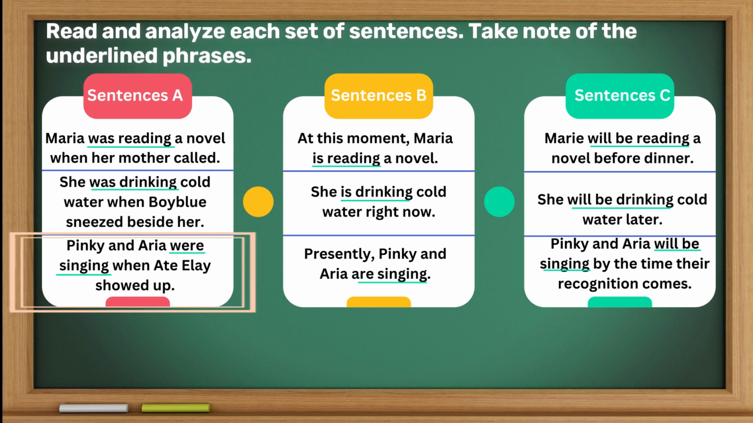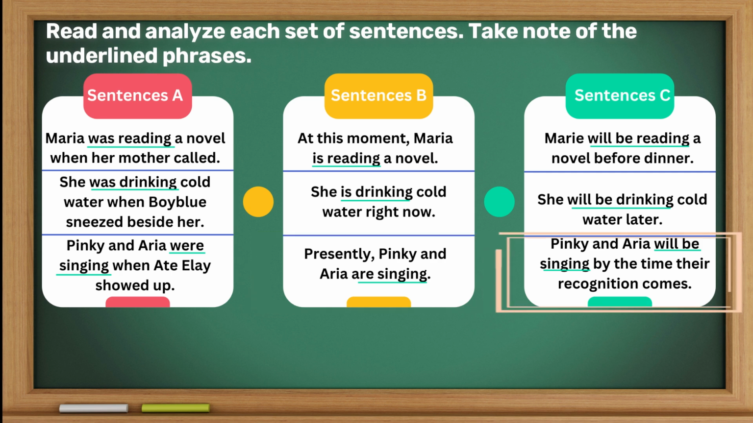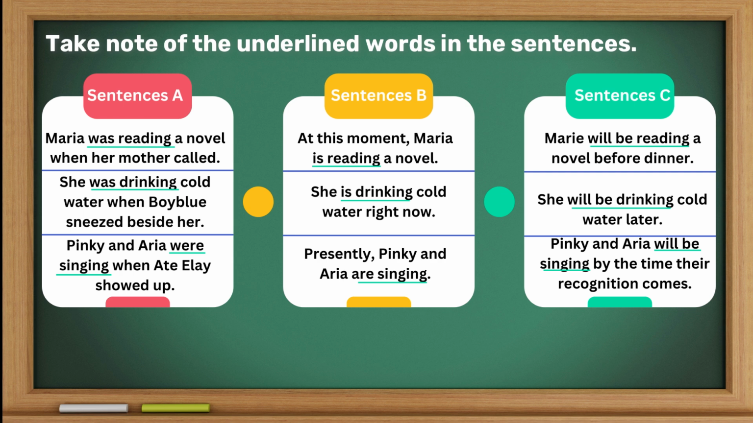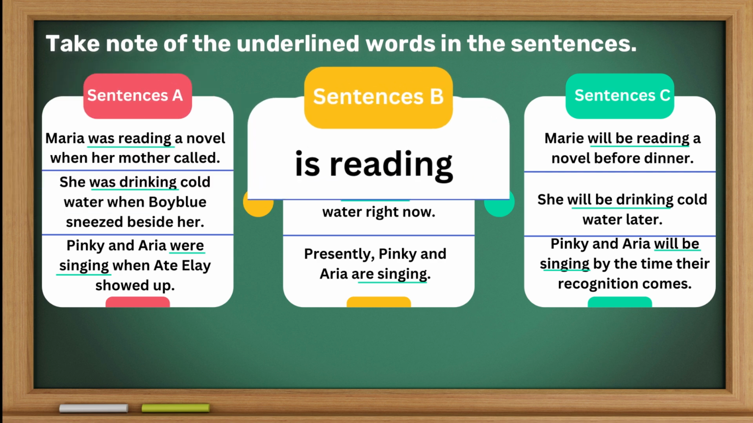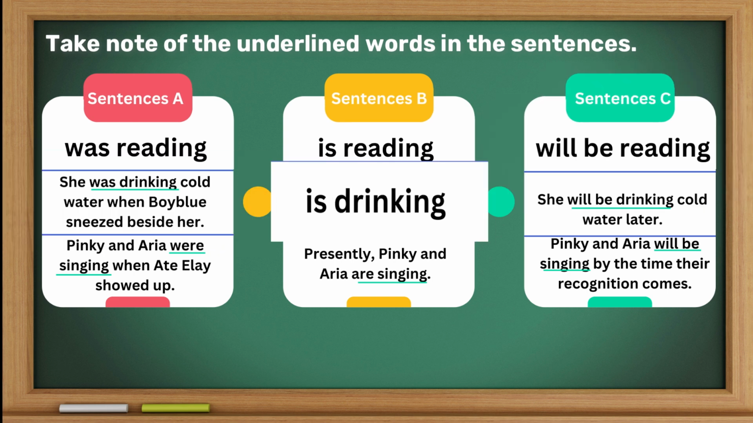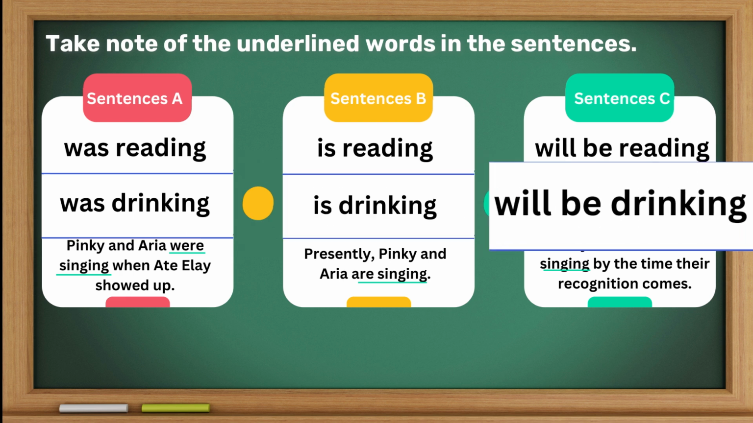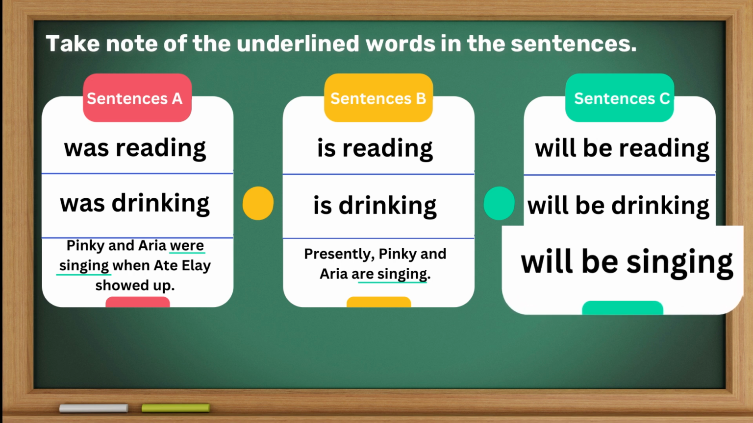Pinky and Maria were singing when Ate Eli showed up. Presently, Pinky and Arya are singing. Pinky and Arya will be singing by the time their recognition comes. Take note of the underlined words in the sentences. Was reading, is reading, will be reading. Was drinking, is drinking, will be drinking. Were singing, are singing, will be singing.